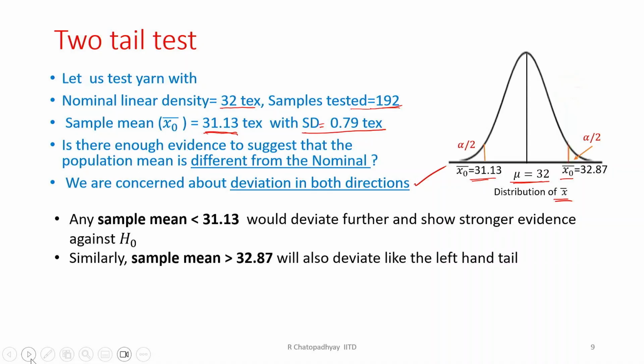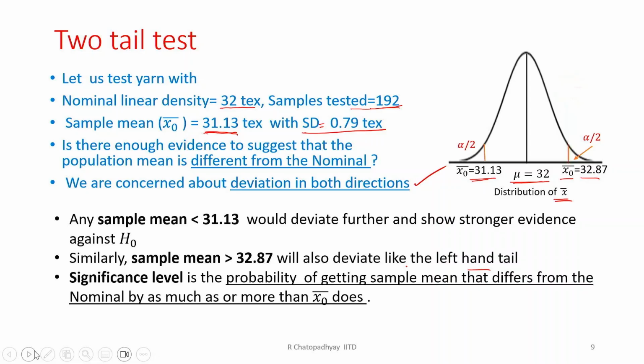Similarly, if the sample mean happens to be 32.87, like here, greater than 32.87 will also deviate like the left hand tail. Any sample mean less than 31.13 would deviate further and show stronger evidence against H0. Significance level is the probability of getting a sample mean that differs from the nominal by as much as or more than x bar 0 does.